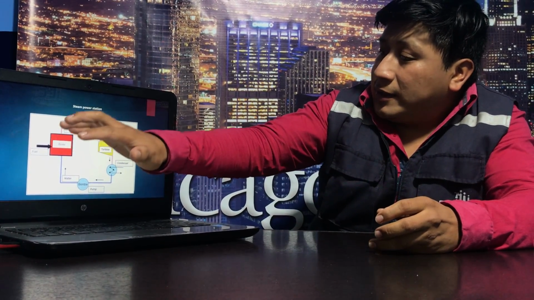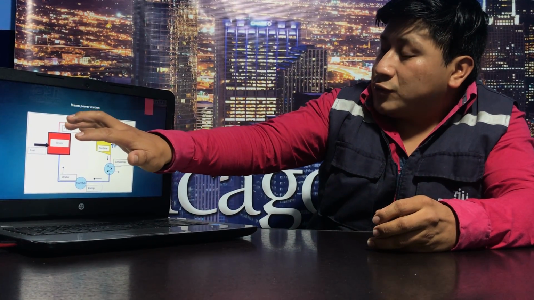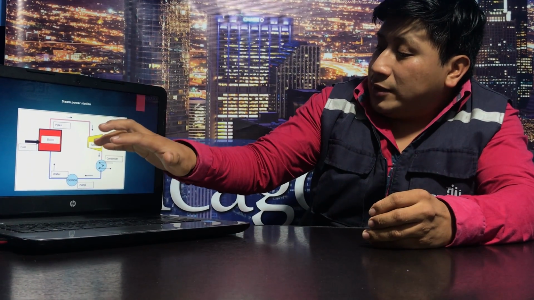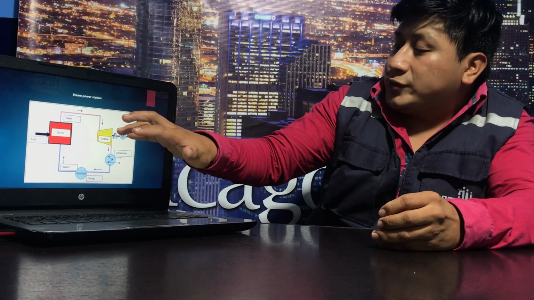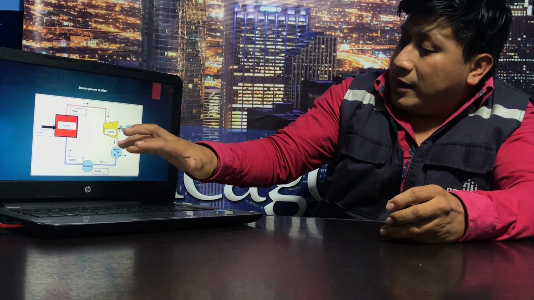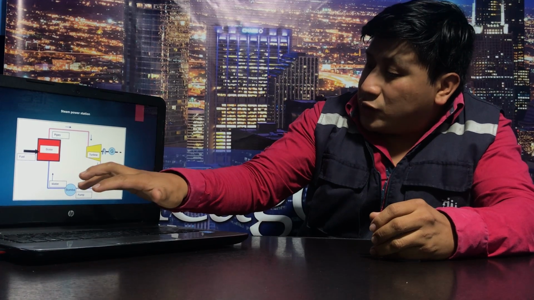The steam generated travels through pipes to the turbine. The turbine turns. The turbine is connected to the generator. The generator turns and generates electricity. The steam travels to the condenser. The condenser transforms steam to water. The water travels to the pump. The pump impulses water to the boiler, and the process repeats again.